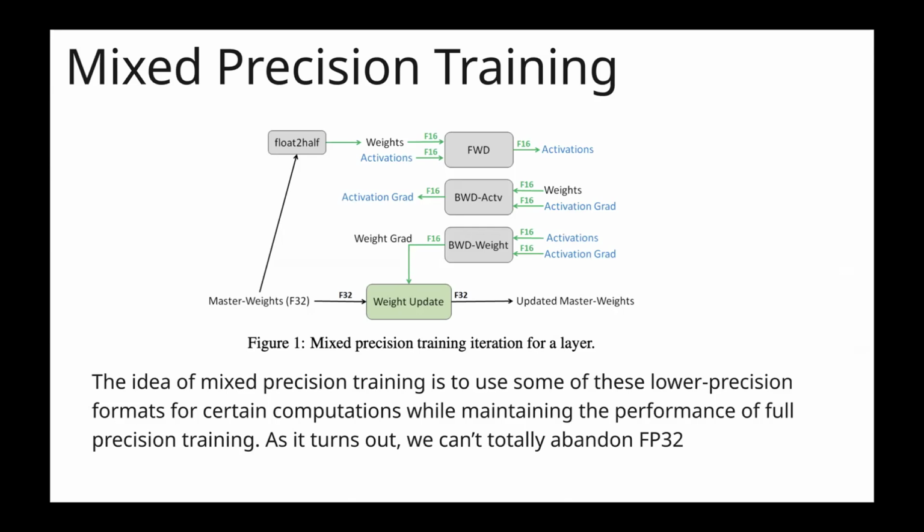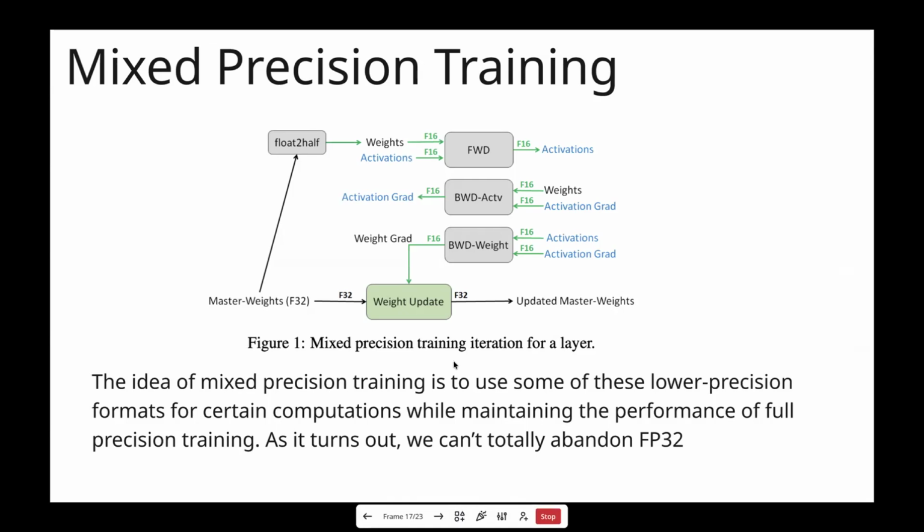There is this paper from NVIDIA folks, I believe, called Mixed Precision Training, which just wanted to understand if we can naively downcast the values from full precision to half precision and train the model. They found out that you can't really abandon the full precision computation, and at least some part of it should be done in full precision.